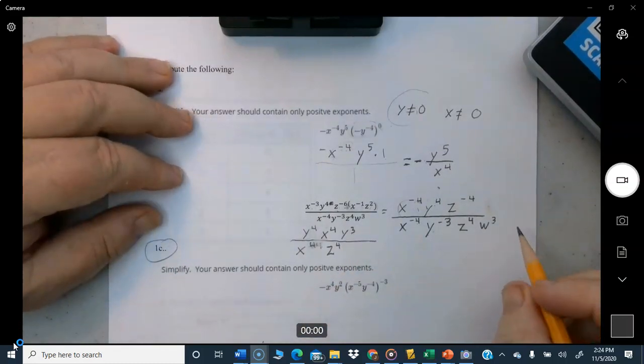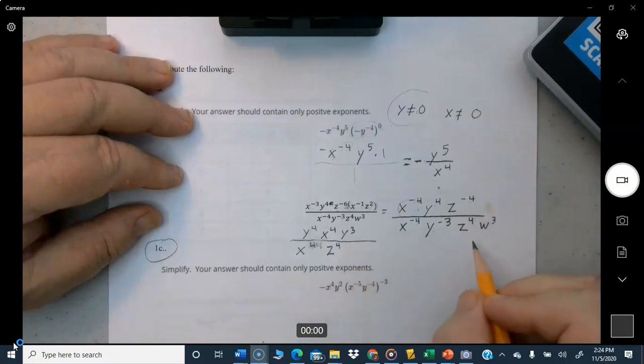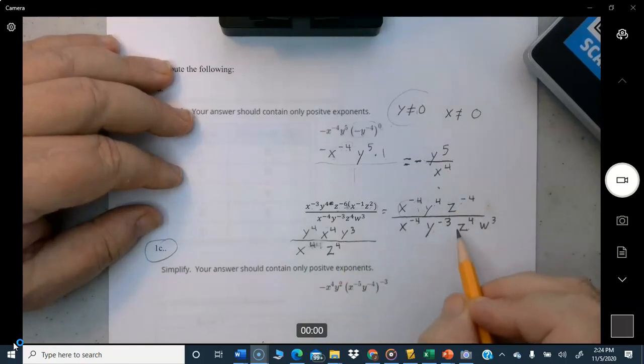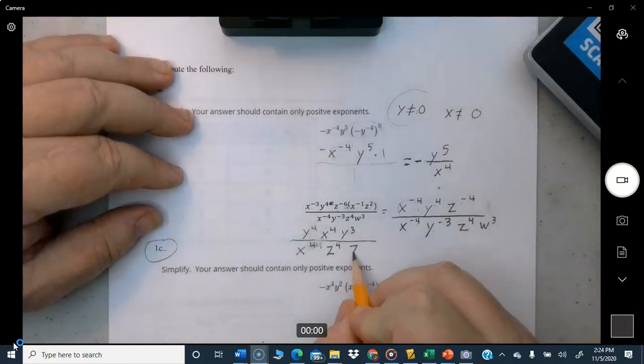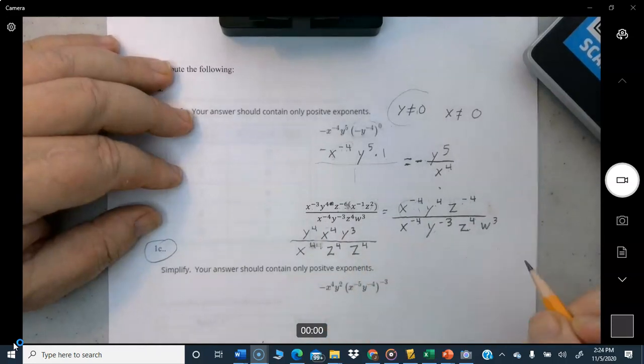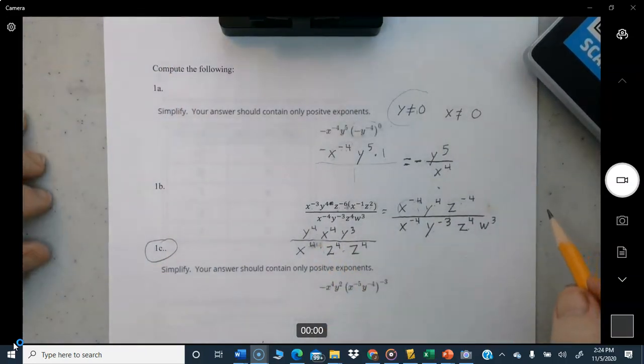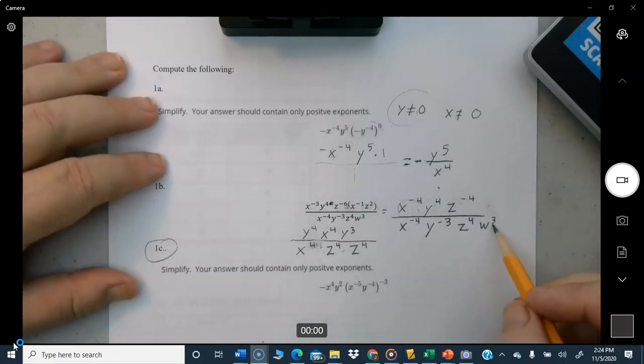Okay. Z to the fourth stays on the bottom here. So we have a z to the fourth. That was this one that came down. Now this one just stays on the bottom because it's already positive. So I'm going to put another z to the fourth there. Remember, these are all multiplications between these. And finally, w to the third is positive, so it stays on the bottom.